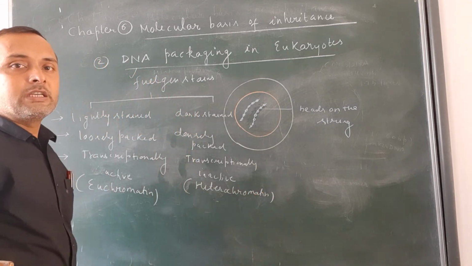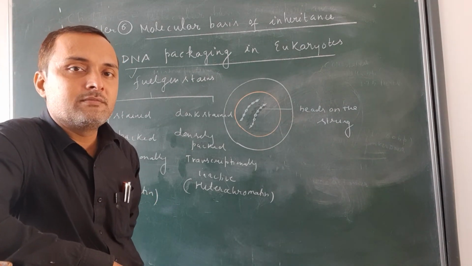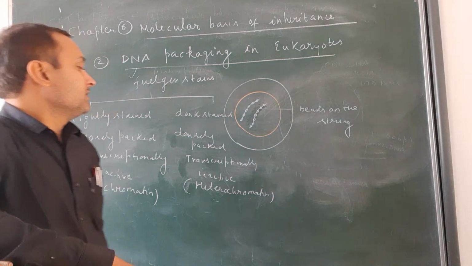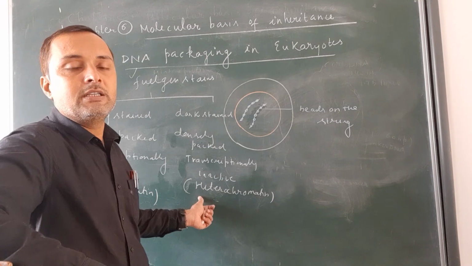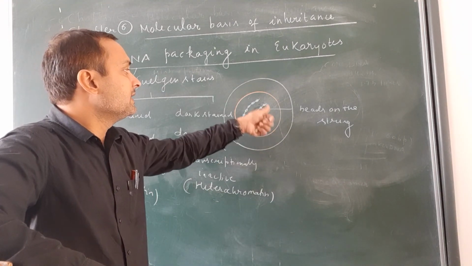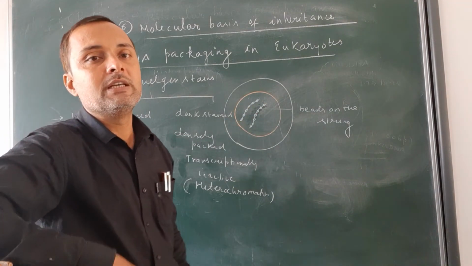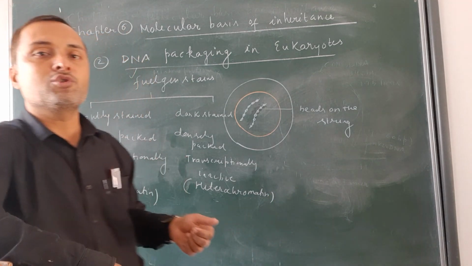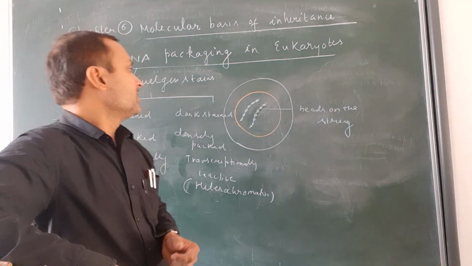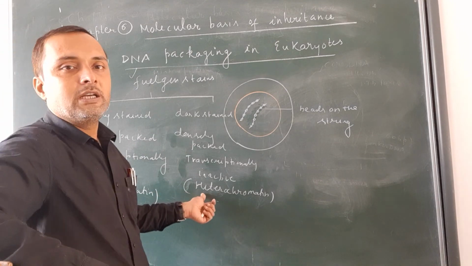So once again, what is chromatin? In non-dividing cells, the genetic material looks like beads on a string and is uncoiled. This structure is known as chromatin. The beads on a string look like this when the genetic material is in interphase, or you can say the non-dividing phase of the cell division. This chromatin changes into chromosome in the metaphase stage of cell division. There are two types of chromatin: the first is euchromatin and the second is heterochromatin.